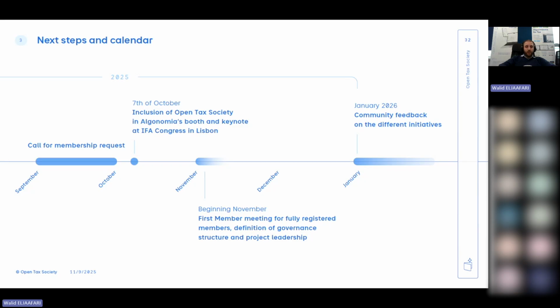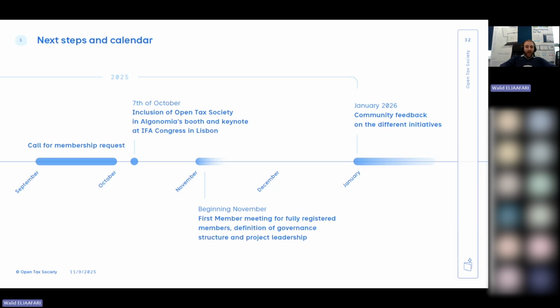On the 7th of October, we have with Algonomia booked a presentation and a keynote at the IFA Congress in Lisbon. We will talk a lot about Algonomia's products, of course, because it's an Algonomia keynote, but we will dedicate part of the presentation to introduce to the broader tax community the Open Tax Society.